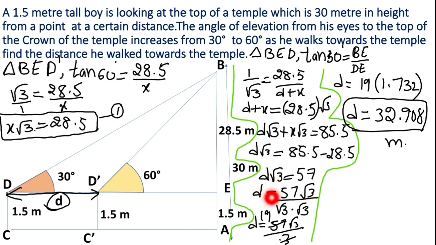And now d value is equal to 57 by root 3. To remove root 3 from denominator, just we have to do the rationalization process which we learn in 9th class. Just multiply with root 3 in numerator and denominator. Then we get 57 root 3 by root 3 into root 3 is nothing but 3. Now 57 by 3, by cutting we get 19. So d value is equal to 19 into root 3. We know that root 3 value is 1.732. Just substitute that, we get d is equal to 32.908 meters.